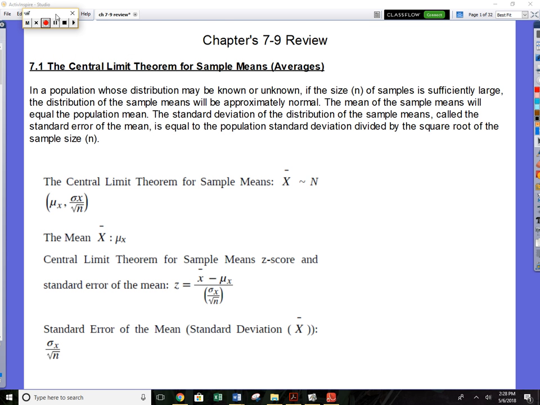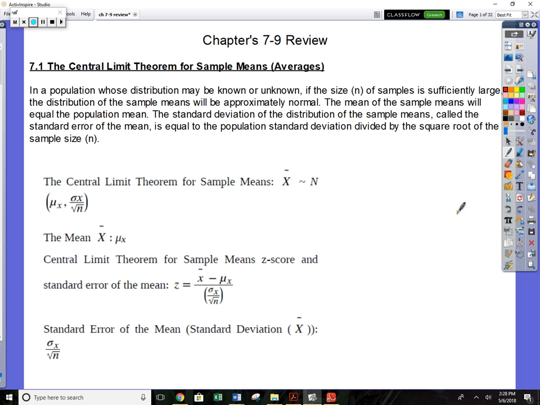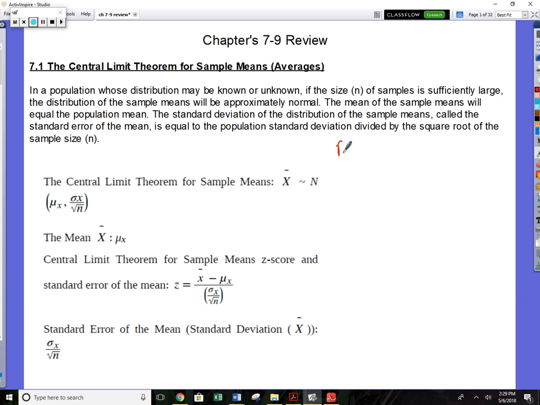Alright, here we go, the final push. So chapters 7, 8, and 9 is kind of where it all starts coming together. Let's review this real quick. There are two types of distributions: discrete and continuous.